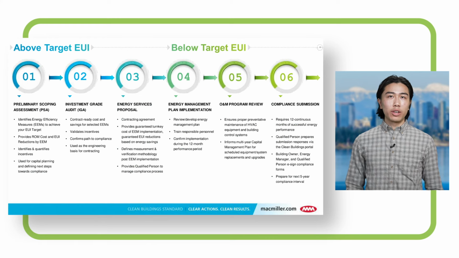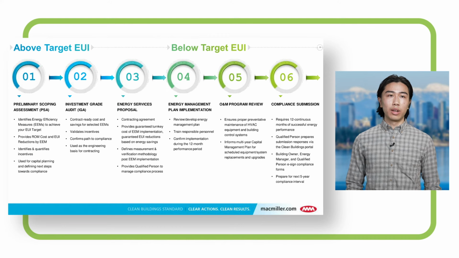If you are above your target EUI, we'll move to a preliminary scoping assessment where we'll identify cost-effective EEMs to get you below target. Afterwards, we'll move to an investment-grade audit to confirm the engineering detail needed for compliance. The energy service proposal is a contracting agreement that memorializes expectation and guarantees compliance.